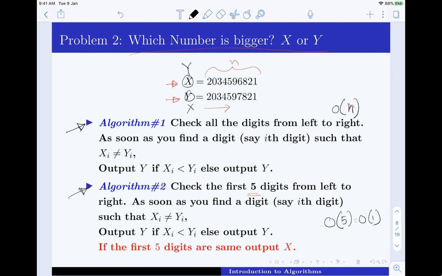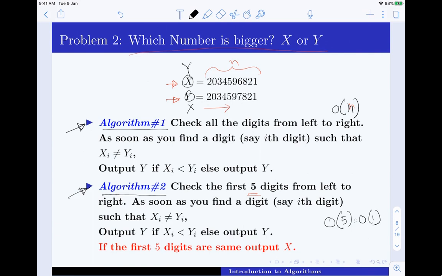But on the other hand, algorithm 1 always gives me the right answer, and algorithm 2, does it give me the wrong answer all the time? Does it give me the right answer all the time? Does it give me the right answer most of the time? There are lots of questions coming up now.